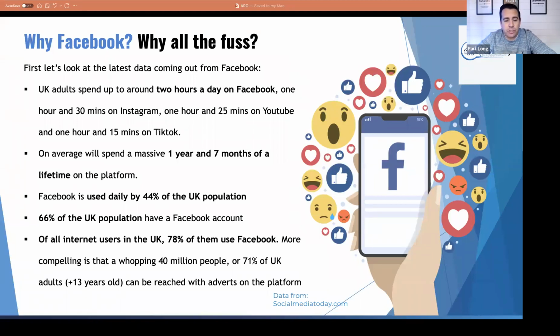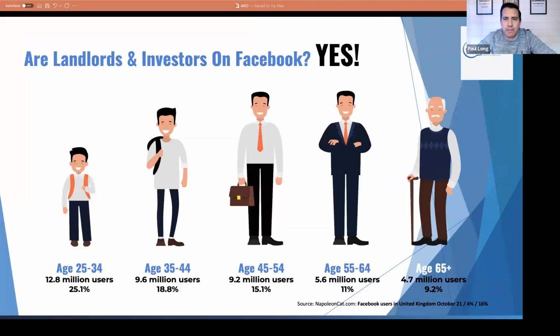And of all internet users in the UK, 78% of them use Facebook. More importantly, a whopping 40 million people, or 71% of UK adults, can be reached with adverts on the platform. That's the important one. We can get in front of 71% of UK adults by using adverts on the platform. But are landlords and investors on the platform?